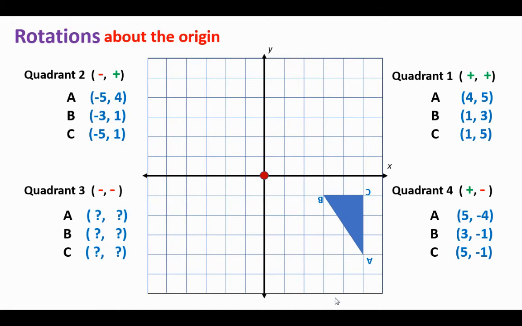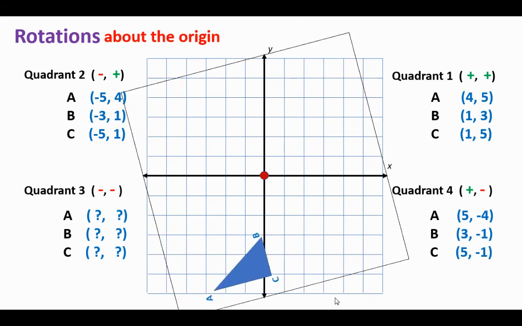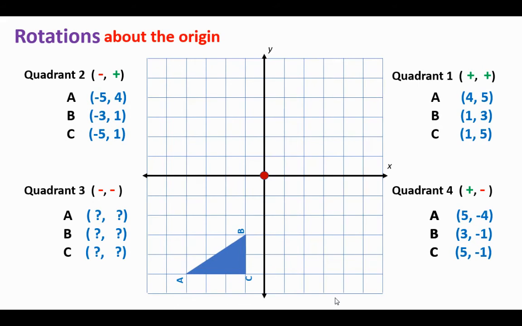Now we're going to make a rotation another 90 degrees. It's going to put us into quadrant 3. So we know something about x and y's there, but we also have started to recognize a pattern. What's happening with our x and y values every time we do a 90-degree rotation. So now make a prediction for A, B, and C. And we make the rotation. And A is at -4, -5, B is at -1, -3, and C is at -1, -5. And notice x and y's are both negatives because we're in quadrant 3.